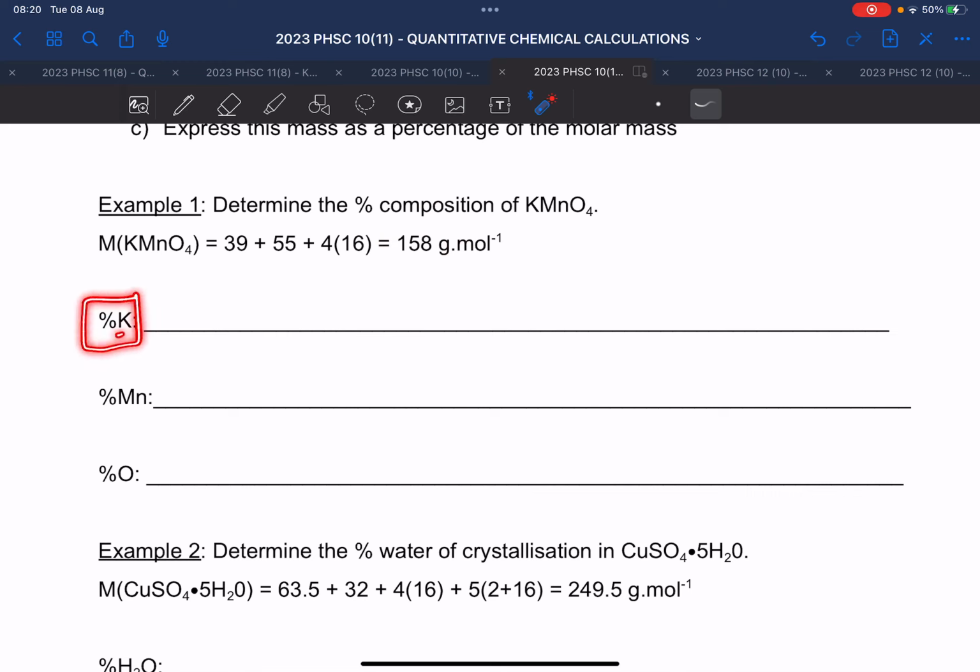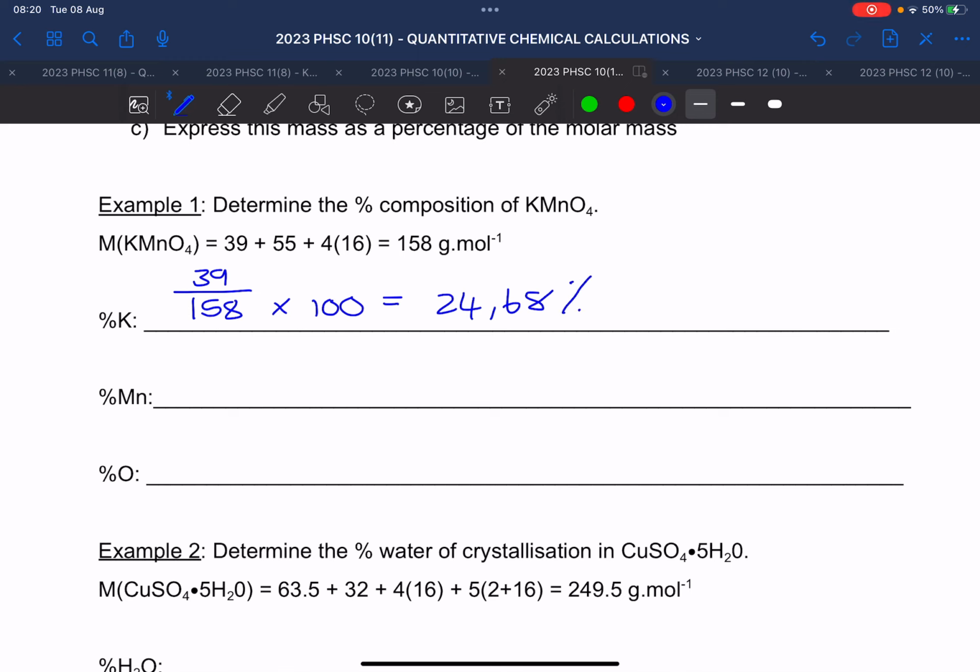Now we want to get the percentage potassium. That is the mass of the whole thing, but what is the mass of just potassium in there? How many potassiums do we have? One. So the mass of one potassium is 39, and the total mass of the thing is 158. And then you're going to say times 100. If you look at manganese, there's one manganese, so it's 55 over 158 times 100.